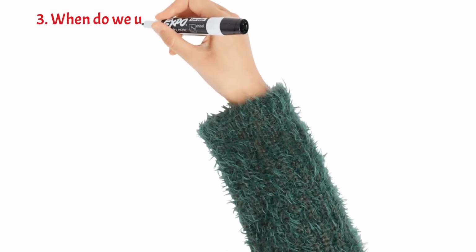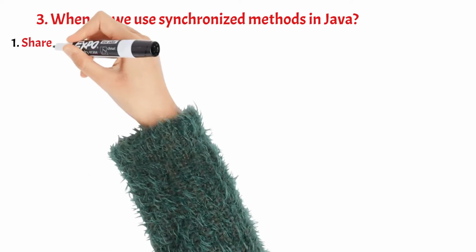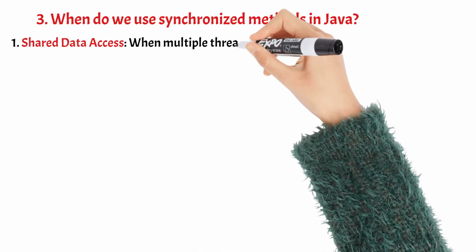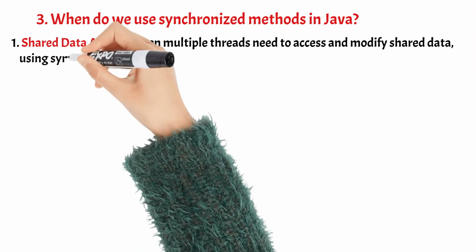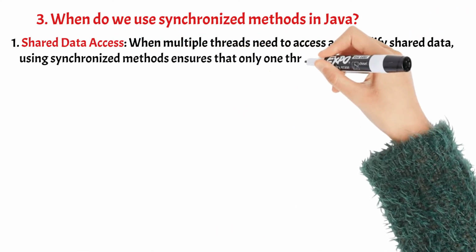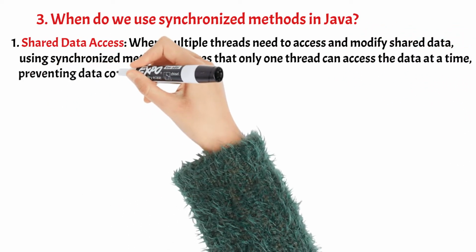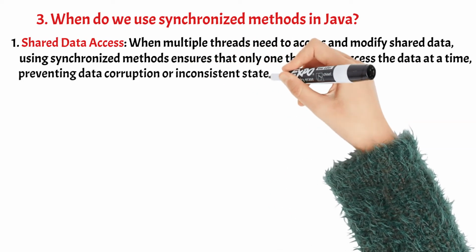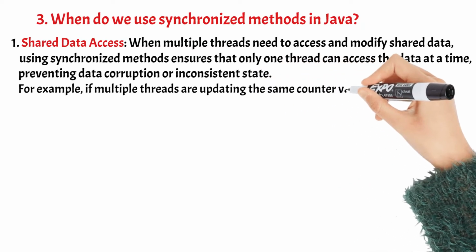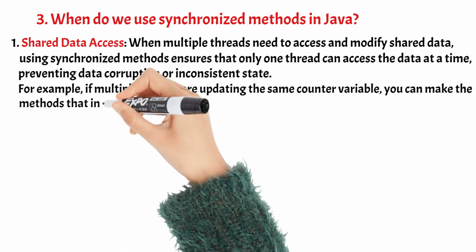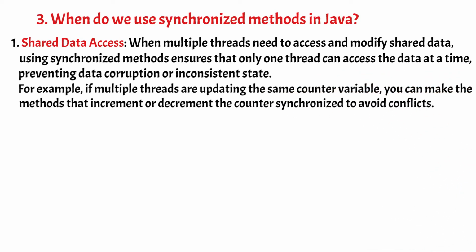3. When do we use synchronized methods in Java? 1. Shared data access. When multiple threads need to access and modify shared data, using synchronized methods ensures that only one thread can access the data at a time, preventing data corruption or inconsistent state. For example, if multiple threads are updating the same counter variable, you can make the methods that increment or decrement the counter synchronized to avoid conflicts.